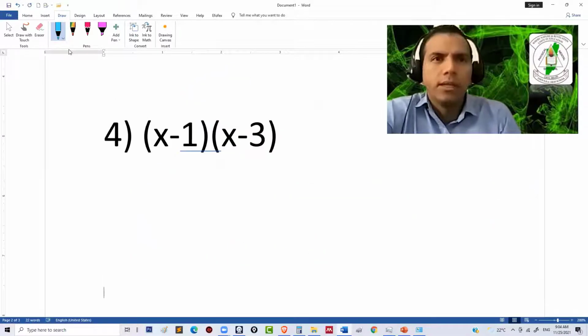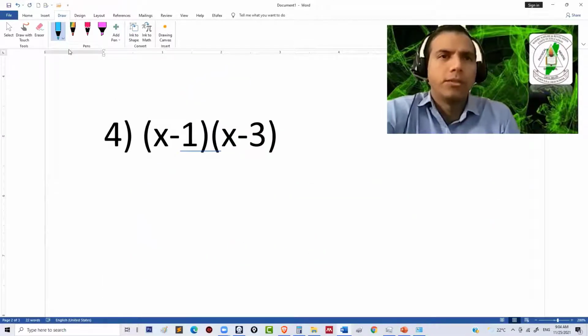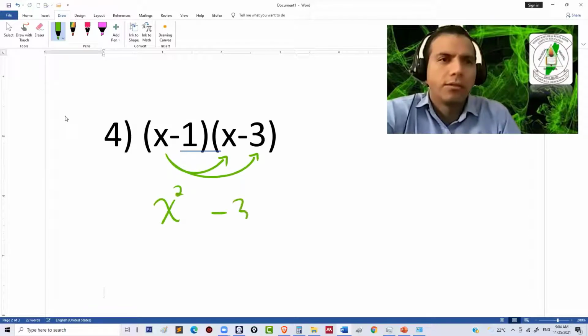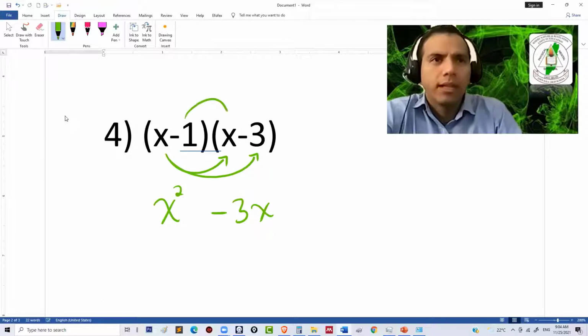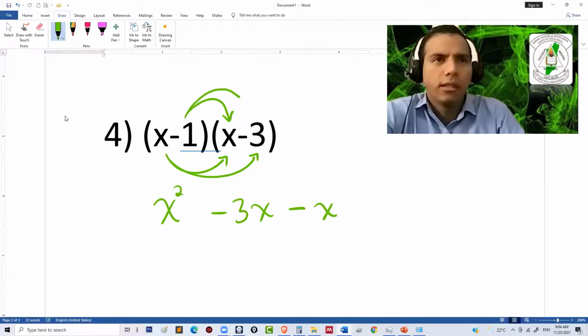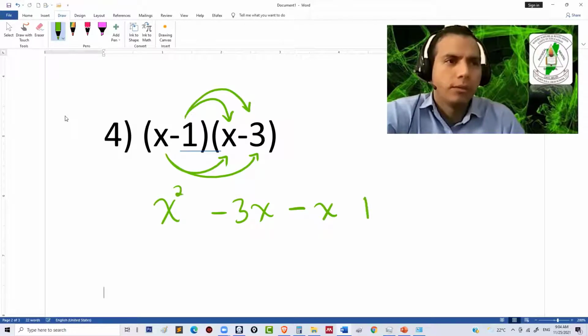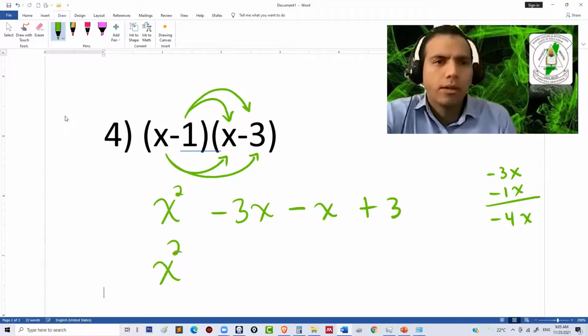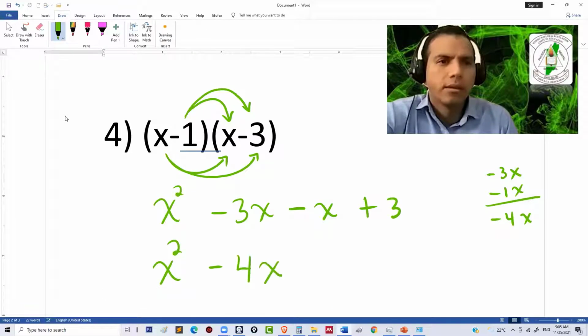The fourth example is (x - 1)(x - 3). x times x is x squared. x times negative 3 is negative 3x. Negative 1 times x is negative 1x. And negative 1 times negative 3 is positive 3. Simplifying the two middle terms, negative 3x and negative 1x, the signs are alike, so we add and we keep the sign, so that's negative 4x. x squared minus 4x plus 3.